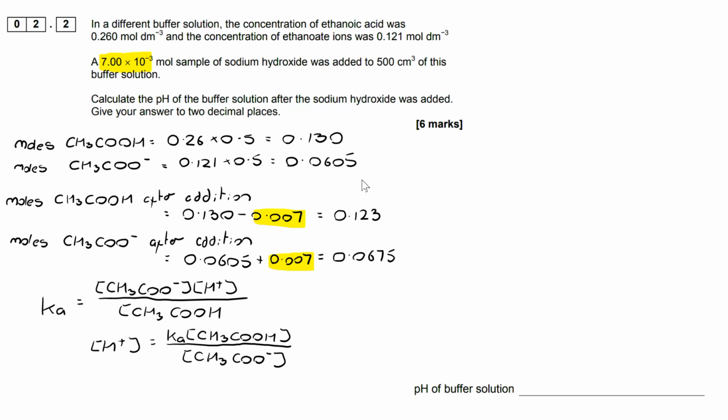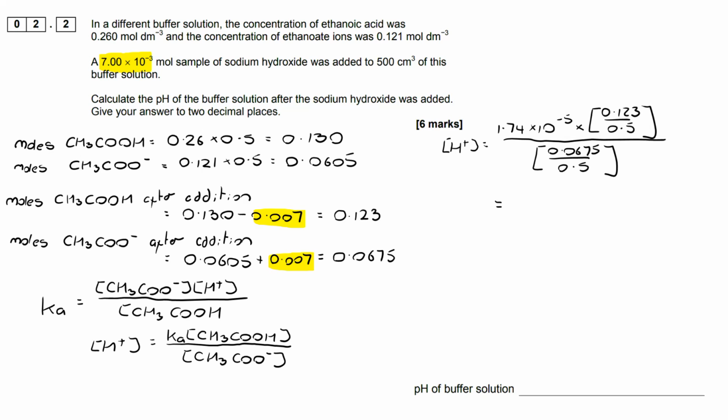Now, when I move to the next stage, I need to work out what my H+ concentration is. So to do that, I'm going to rearrange my Ka expression, and I get H+ as the subject. Moving over to the other side now, because I'm running out of space. The Ka was provided before 2.1, so that can go in. And you'll notice I've taken my moles, but I don't want moles in this, I want concentration. So that's why I've got the 0.123 divided by 0.5, and similarly the 0.0675 divided by 0.5.